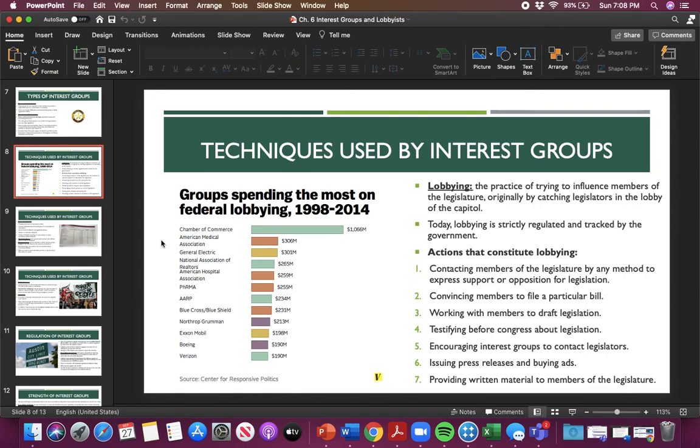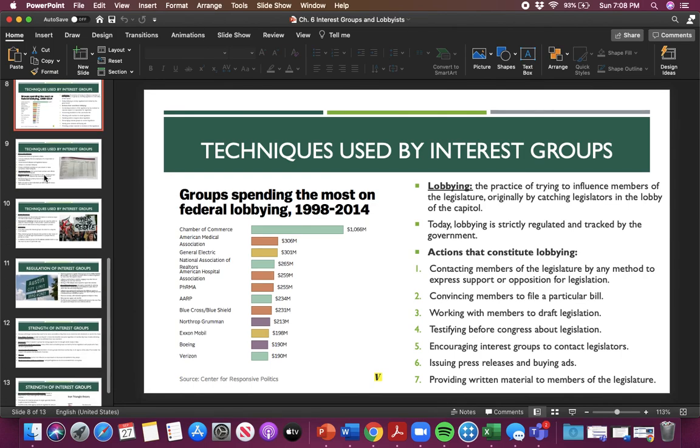The rest, as you can see, are some of the groups we talked about, and businesses. The American Medical Association, General Electric, National Association of Realtors, American Hospital Association, Pharma, AARP. So a lot of these are issue groups and businesses, and they are lobbying against the interest of the people sometimes. You can imagine that ExxonMobil is probably not lobbying for better environmental protection. That's just the way things go. And unfortunately, they have more money than most voters.